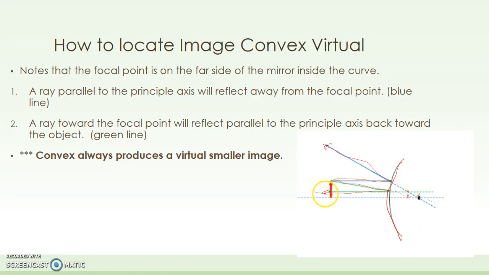Since these two lines would never intersect, we know that we should extend them on the other side. So we do the blue line and then the green line. The intersection will be over here, and so that is going to be virtual. Please note that a convex mirror always produces a virtual and a smaller image as well. So again, we have an arrow of this size, and the image will actually be much smaller on the opposite side, which would be virtual.